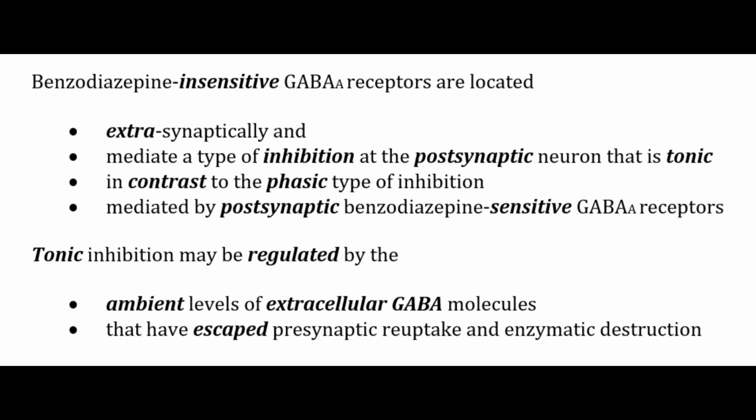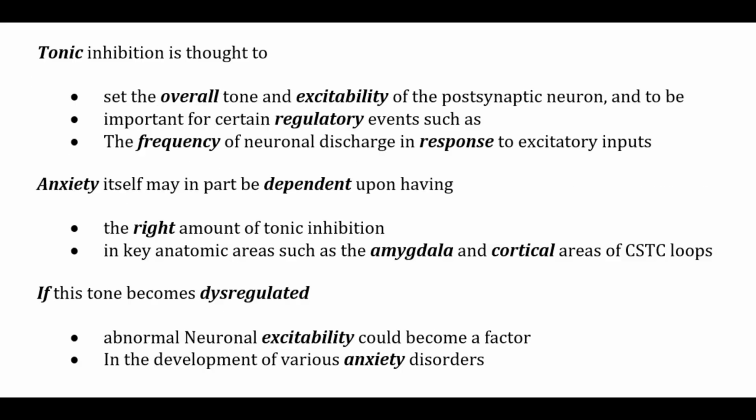These GABA A receptors are located extrasynaptically and mediate a type of inhibition at the postsynaptic neurons that is tonic, in contrast to the phasic type of inhibition mediated by the postsynaptic benzodiazepine-sensitive GABA A receptors. The tonic inhibition may be regulated by the ambient levels of extracellular GABA molecules that have escaped presynaptic reuptake and enzymatic destruction. The tonic inhibition is thought to set the overall tone and excitability of the postsynaptic neuron and to be important for certain regulatory events such as the frequency of neuronal discharge in response to excitatory stimulus.